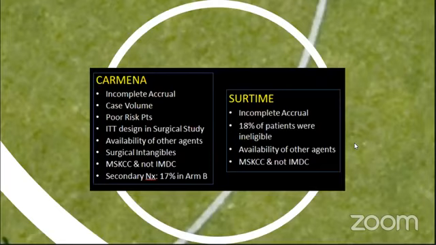With SURTIME, the accrual was again affected by several factors, including local regulatory decisions. Second, the complexity of timing of surgery and systemic treatment. Second, they used surgical risk factors for eligibility rather than the WHO performance status. 18% of patients were ineligible, and both these trials used the MSKCC criteria rather than the IMDC criteria.